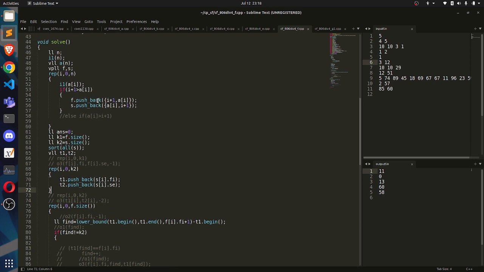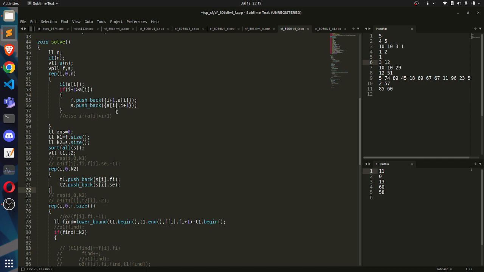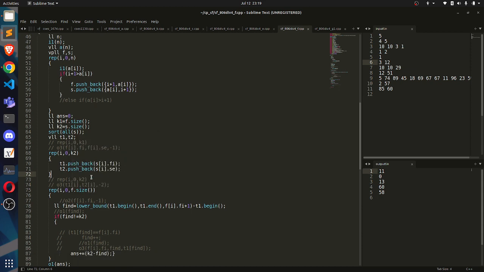So see, I am taking 2 pair of vectors. In the first pair of vectors, I am keeping i plus 1 in the first position of the pair, and in the second, I am storing A[i] as the first position of the pair. And then I am sorting all the elements of S. So I am basically sorting it based upon the value of A[i].